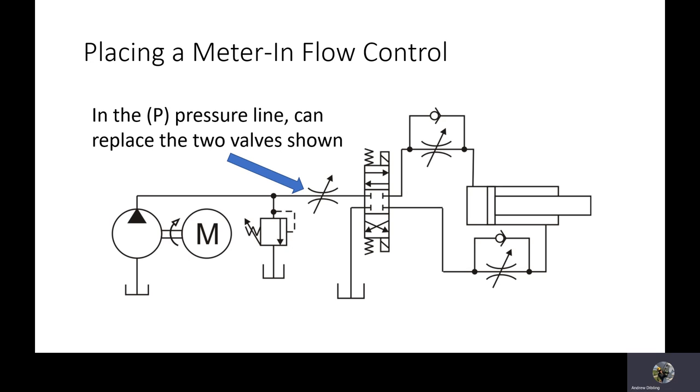Whereas if I have it in the pressure line, I can't do that because all of the flow is metered from the point downstream of that restriction. So there's your basic differences.